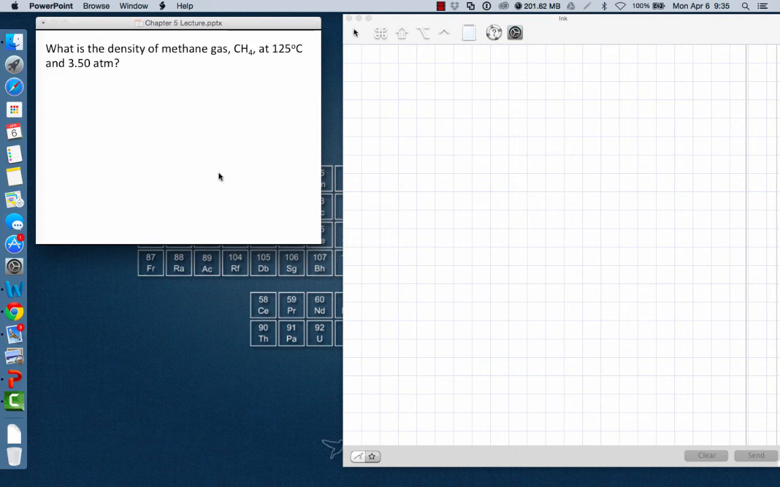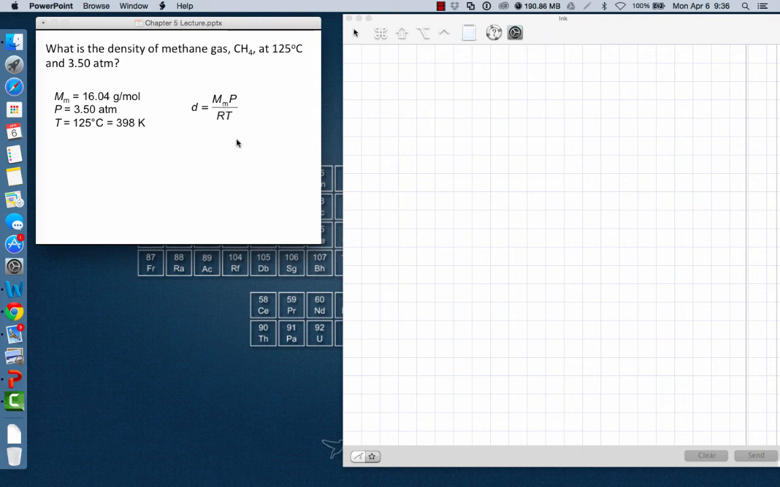So if we want to figure this out, what's the density of methane gas at 125 C and 3.50 atms? So we're going to write our molar mass down. We have our pressure, 3.50 atms. We have our temperature, and we just put it into this: density equals molar mass times pressure over RT. It's really not that difficult. You could also do it without having the density and the molar mass if you just realize the density is grams per liter and you just use molar mass to convert. But you have this equation. I will provide it to you on the test so you can use it if you need to.